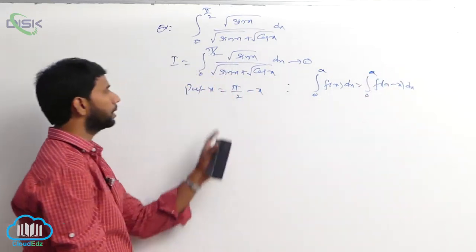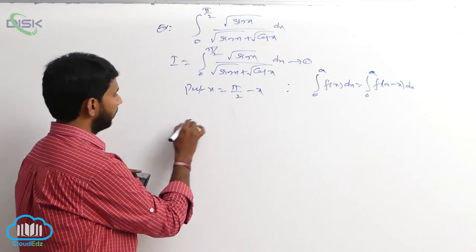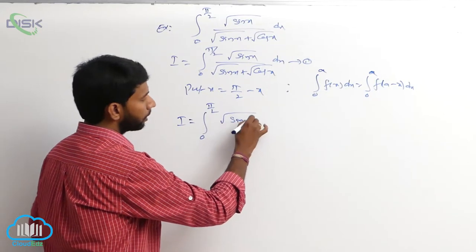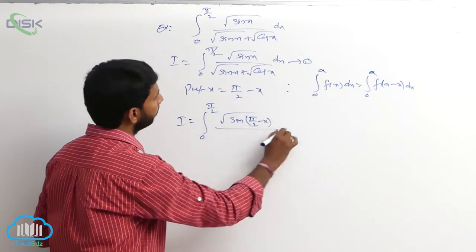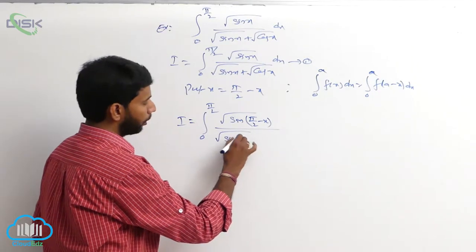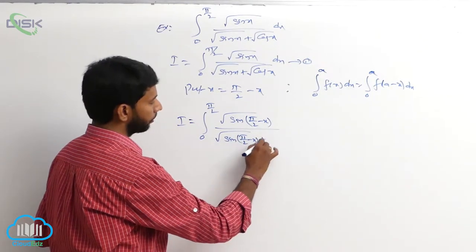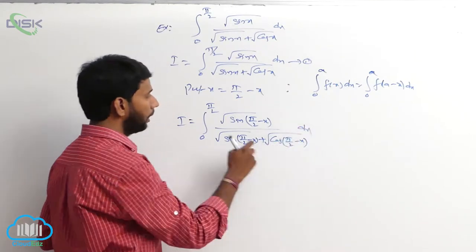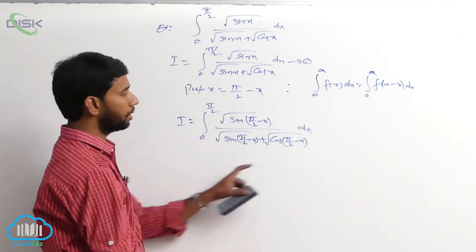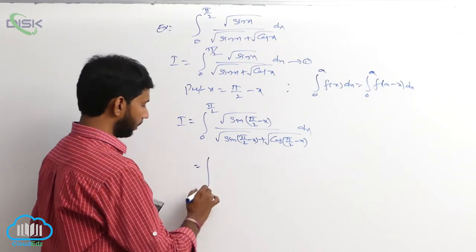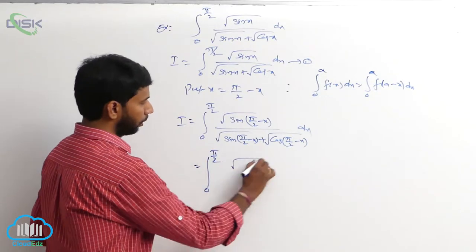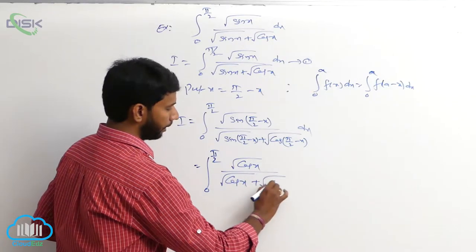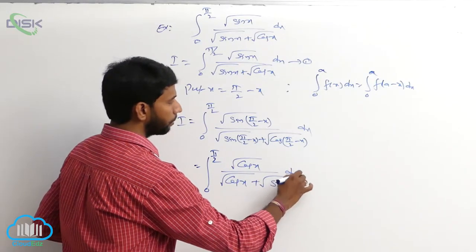Using this property, put x is equal to pi by 2 minus x, that is I equals the integral from 0 to pi by 2 of square root of sin of (pi by 2 minus x) by square root of sin of (pi by 2 minus x) plus square root of cos of (pi by 2 minus x) dx. Here sin(90 minus x) equals cos x, and cos(90 minus x) equals sin x, that is the integral from 0 to pi by 2 of root cos x by root cos x plus root sin x dx.